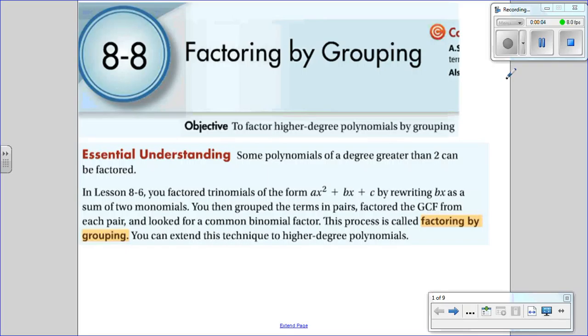Chapter 8, Section 8. This is our last section for Chapter 8, and this is factoring by grouping. What this will allow us to do is to factor higher degree polynomials. So far, all that we've learned is quadratics, where one of the variables is squared, and they've been trinomials. Now we're going to be looking at ones that are higher degree than just the second power and have more terms than just 3.